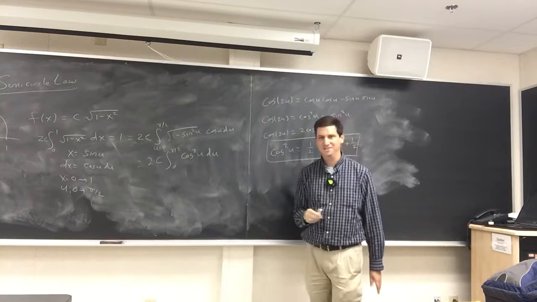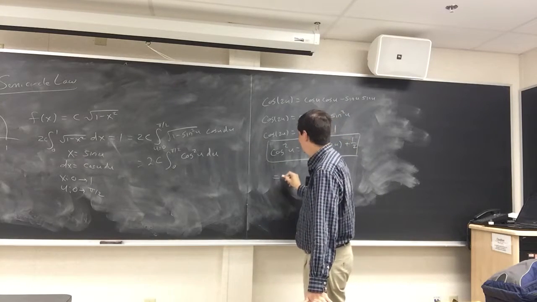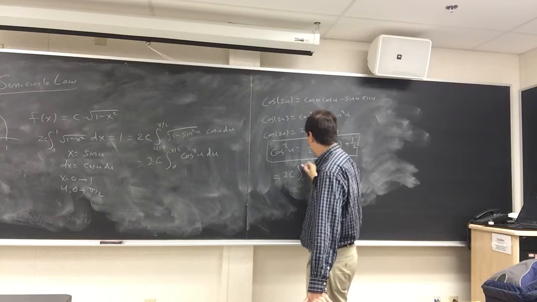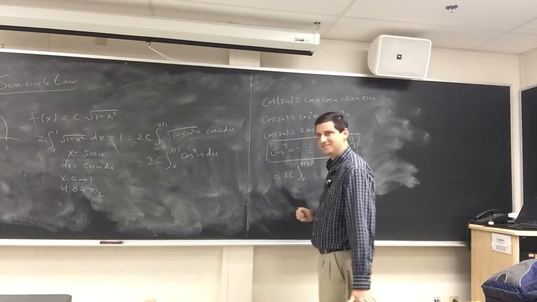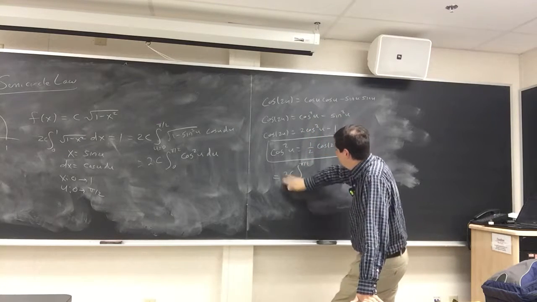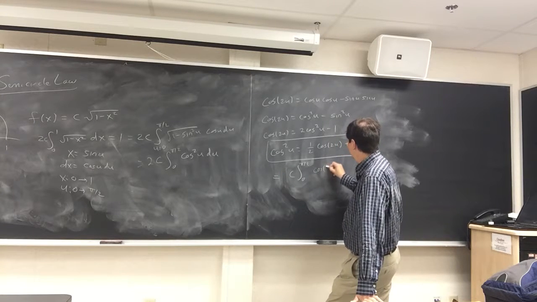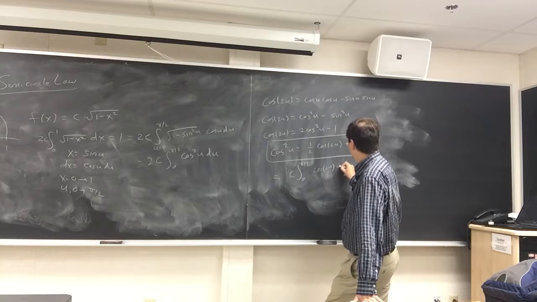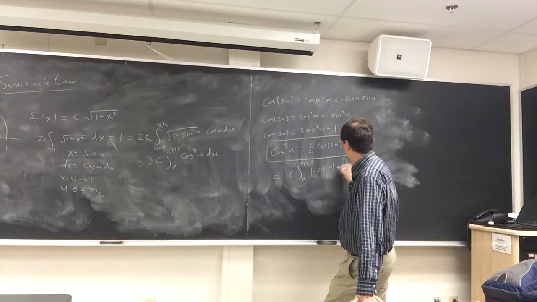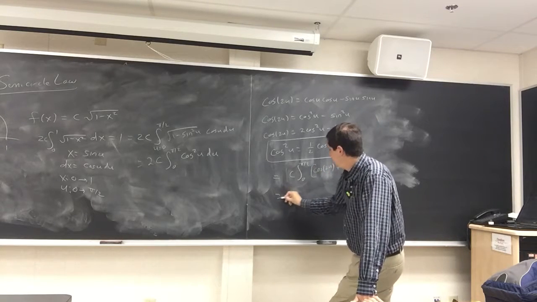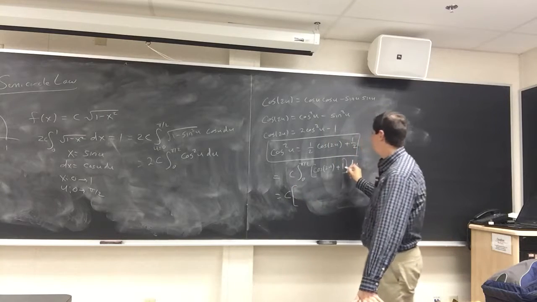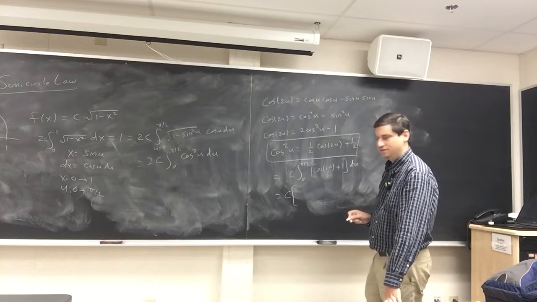So now we feed that in, and we get 2c integral from 0 to pi halves. Cancel really nicely, so that's really nice. Sure, we'll kill the 2, that's fine. So we'll have cosine of 2u plus 1 du. All right, well, the integral of 1 is just pi halves.